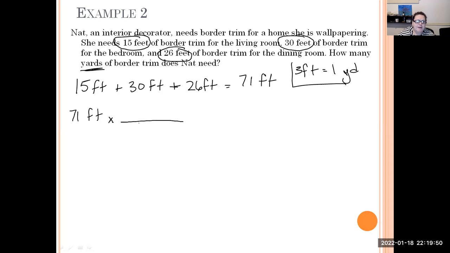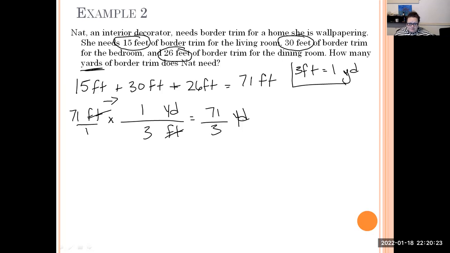and convert. Feet is currently in the numerator, so it has to go to the opposite, the denominator, so we can cancel those out, and we want yards to be our answer. So now we just plug in our numbers, 1 and 3, multiplying straight across, feet are gone. 71 times 1 is 71, divided by, well, underneath the 71 is a 1, 1 times 3 is 3, and this is yards.